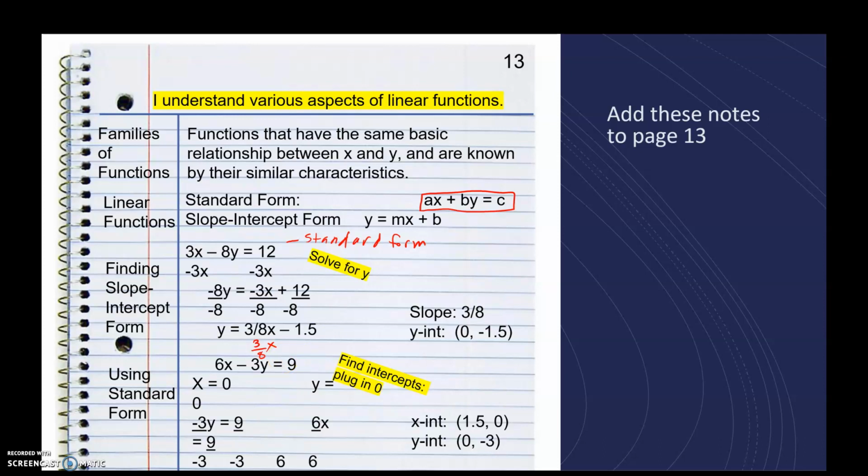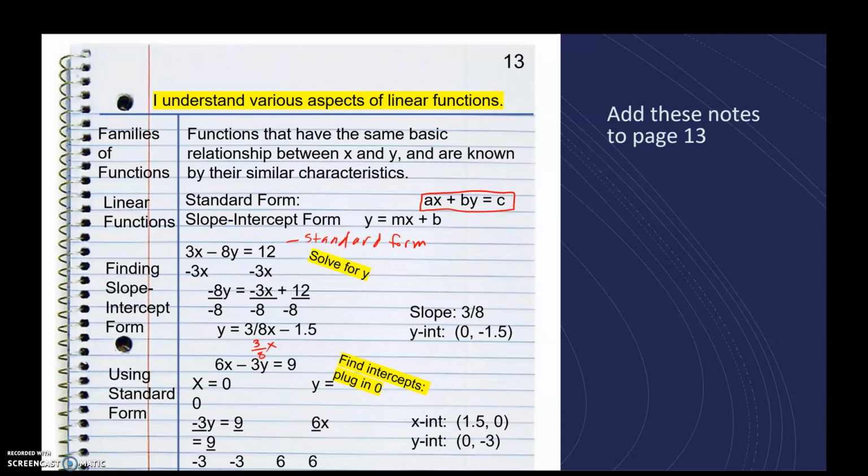If you remember, your x-intercepts are where the y is 0. So if you plug 0 into the y, it just makes it disappear. So you're left with 6x equals 9. Divide by 6 and you get 1.5. If you want to get your y-intercept, you put 0 into x. 6 times 0 is 0, so it's gone. And negative 3y equals 9. Then you divide by negative 3, and that's going to give you negative 3.